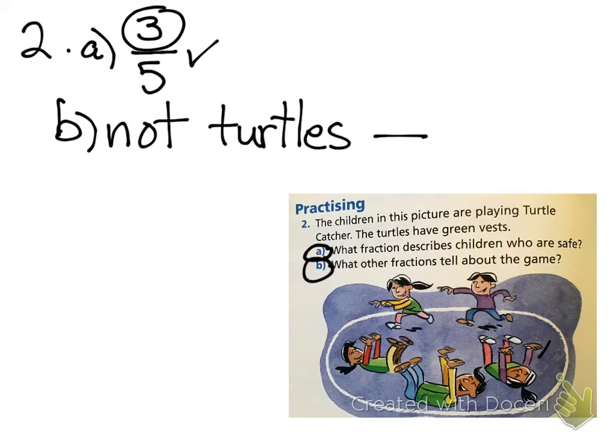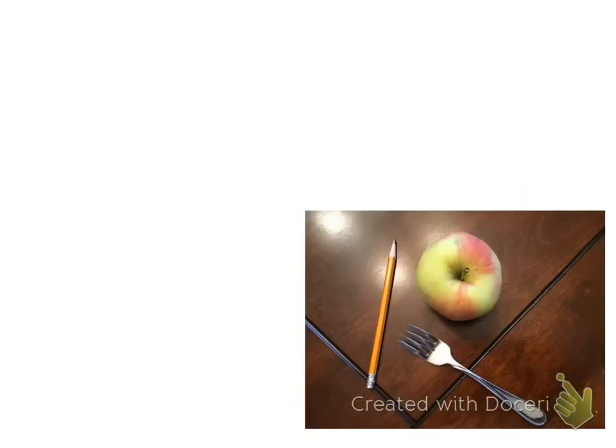So we only have this one child who is not wearing green. So we have one person who is not a turtle. And the bottom number is not 4, it's 5. Always count the total number of children. Remember, I told you that's the biggest mistake that grade 4s make. All right, we could write some other fractions as well, but we're going to move on.